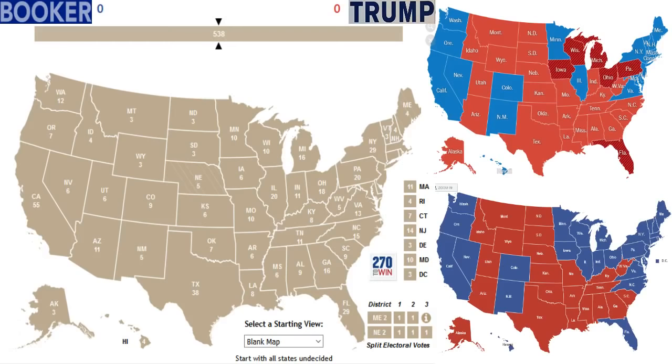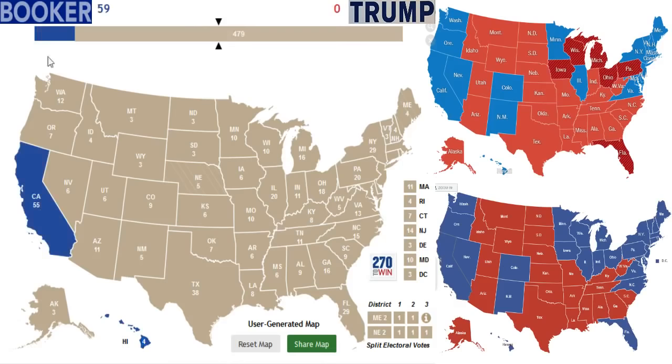So starting off here, I'm going to be giving each candidate the states that I feel like are safely in their corner, and then going to be going through the more battleground states and how I think those might shape out. So starting off here, going to be giving Cory Booker his safe states, and those are going to be states such as Hawaii, California, Oregon, Washington, and then moving over to the Northeast, we're going to give him Maine, and we'll leave the 2nd congressional district up there in Maine for now.